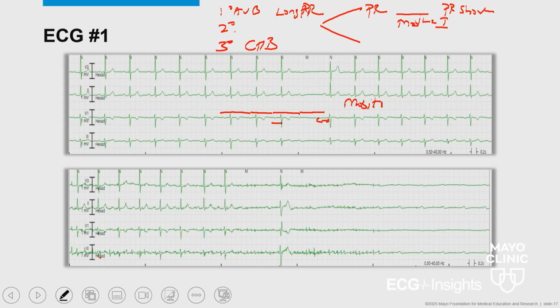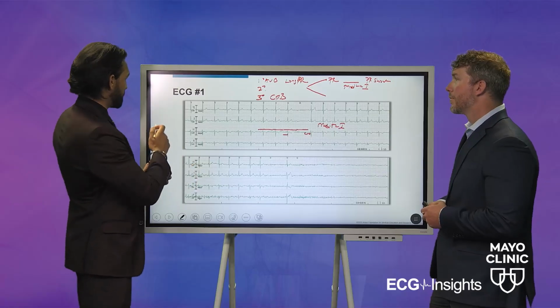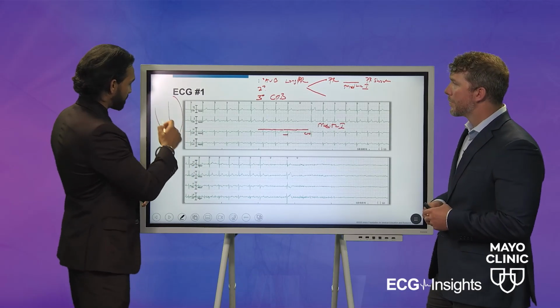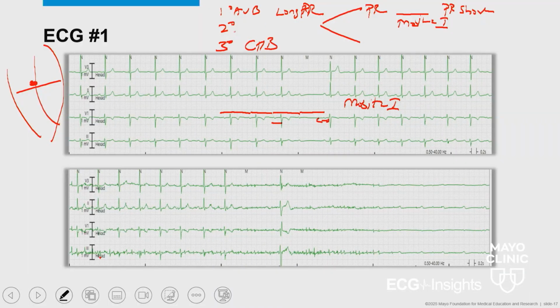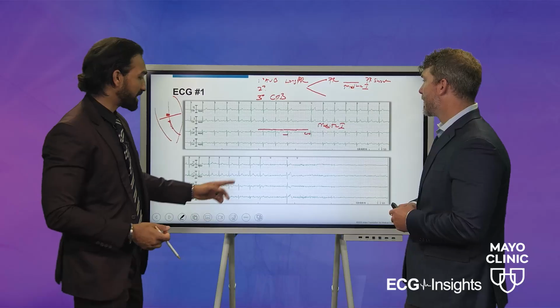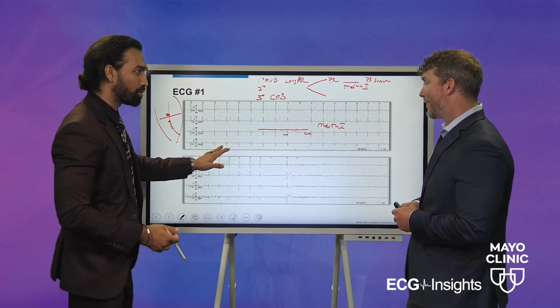And why is that differentiation important? Mobitz 1 generally happens at the level of the AV node of the heart. The heart diagram's gone, but somewhere at this level as opposed to the infranodal level. Mobitz 2 generally happens at a lower level. So the block's a little more concerning there. So that's the first strip. The second strip is very different, but anything else you want to talk about here?